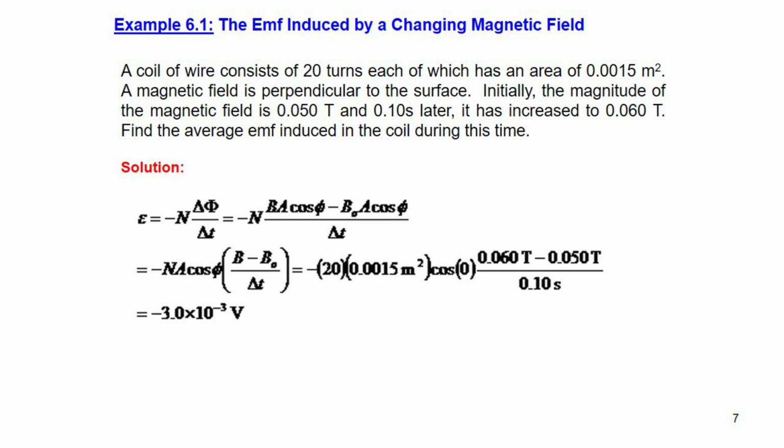So kita guna Faraday's law, EMF equals negative N d flux over dt. So flux apa dia? Flux adalah BA cos theta. Alright, so yang berubah apa dia? Yang berubah cuma B. So A cos theta tu constant. So then you substitute the values which are given in the example, then you will get the answer.